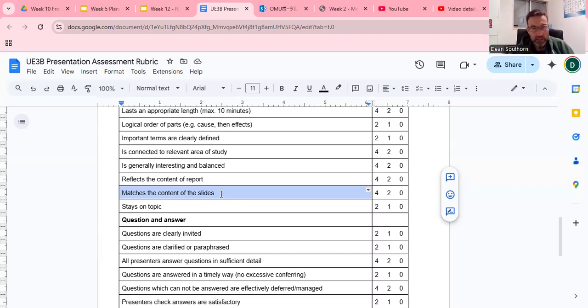Whichever slides you use in your presentation will get this mark. Stays on topic, so don't go on to other areas. Keep focused on the topic of your presentation. Shouldn't be a problem.